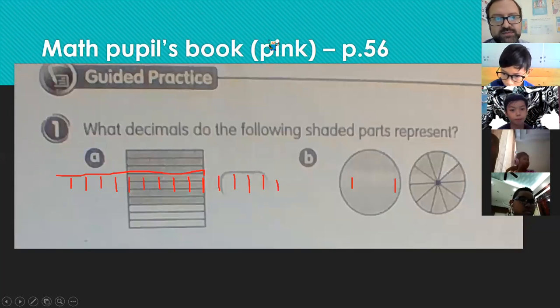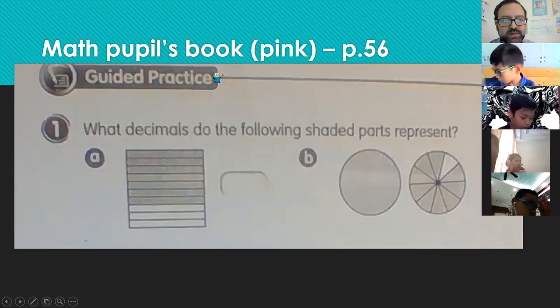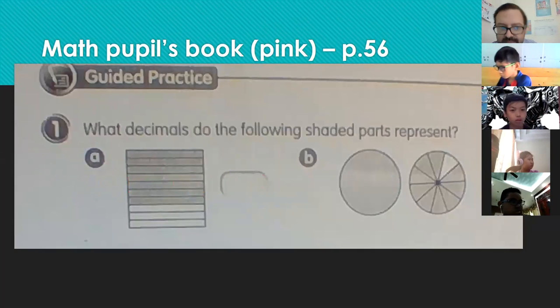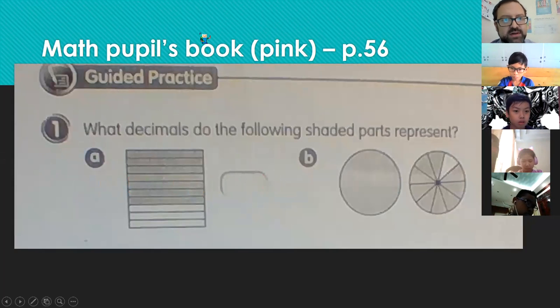All right, I'm on page 56 at the bottom, or maybe like middle of the page here. It says, what decimals do the following shaded parts represent?